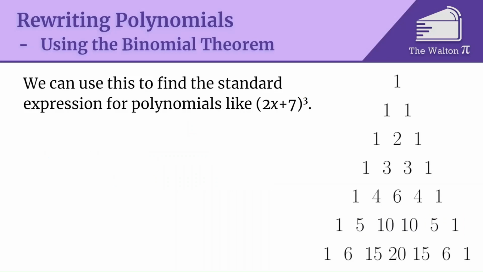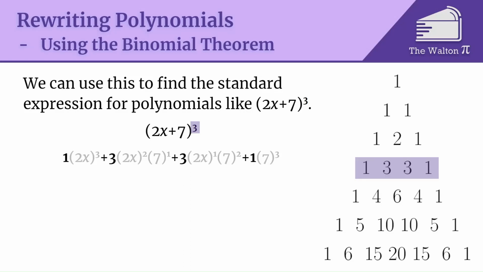We can also use this for things like 2x plus 7 to the third. So, because it's the third, we're using the third row of Pascal's triangle. So what we have is 1 times 2x cubed plus 3 times 2x all squared times 7 to the 1 plus 3 times 2x all to the 1 times 7 squared plus 1 times 7 cubed. And then when we multiply all of that out, we get 8x cubed plus 84x squared plus 294x plus 343. We can do this no matter what those values are. You just have to be very careful with the parentheses and how you group everything.